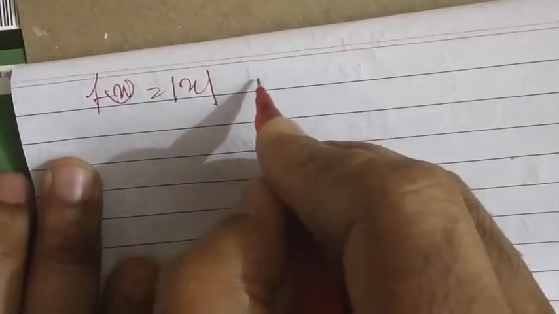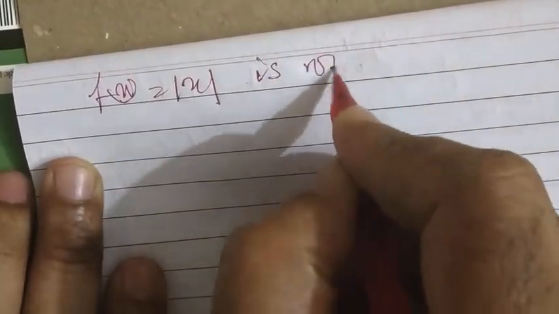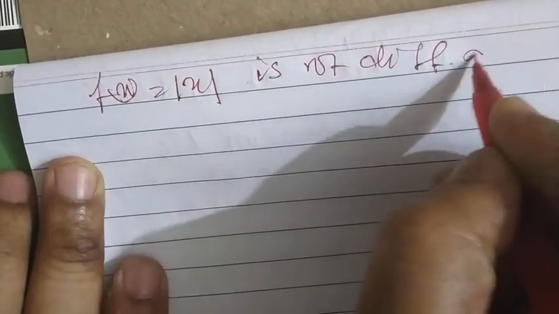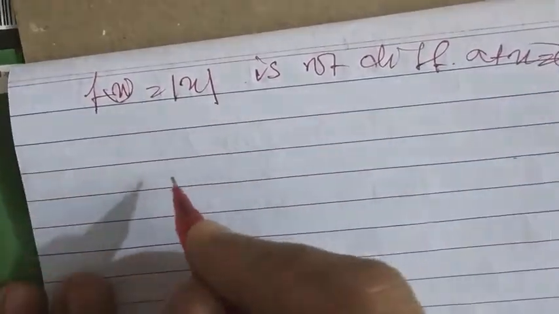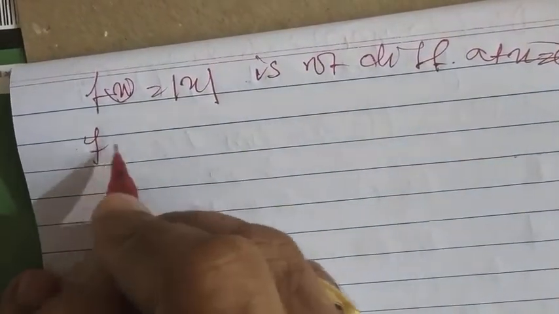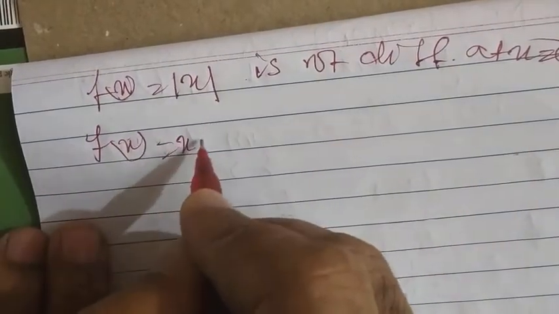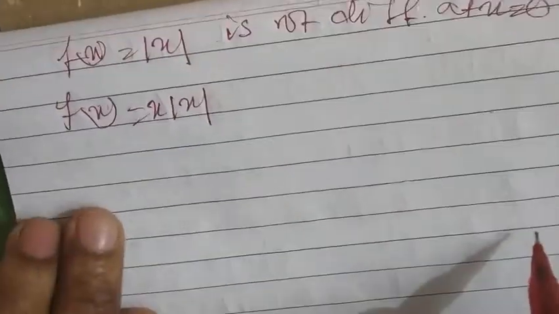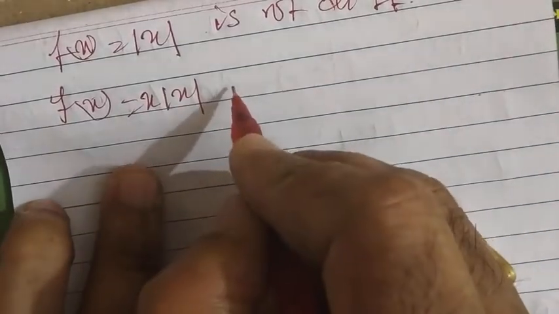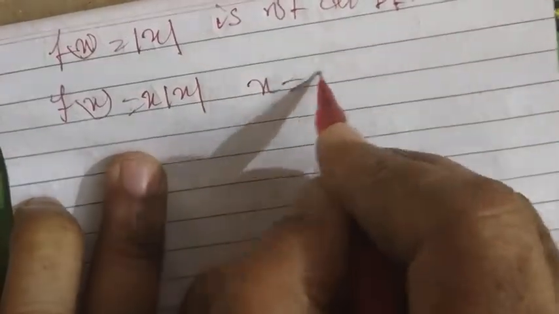We have already seen that if f(x) is mod x, it is not differentiable at x equal to 0. Now my question is, if I write f(x) is x mod x, then what shall you tell? Let us see differentiability at x equal to 0.